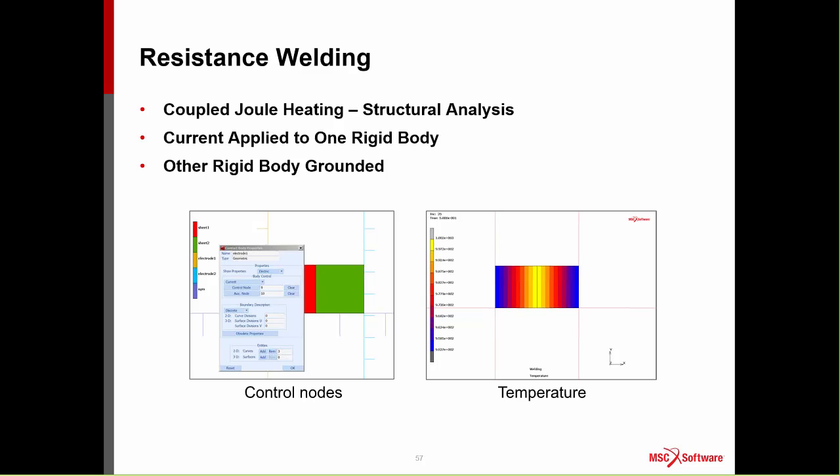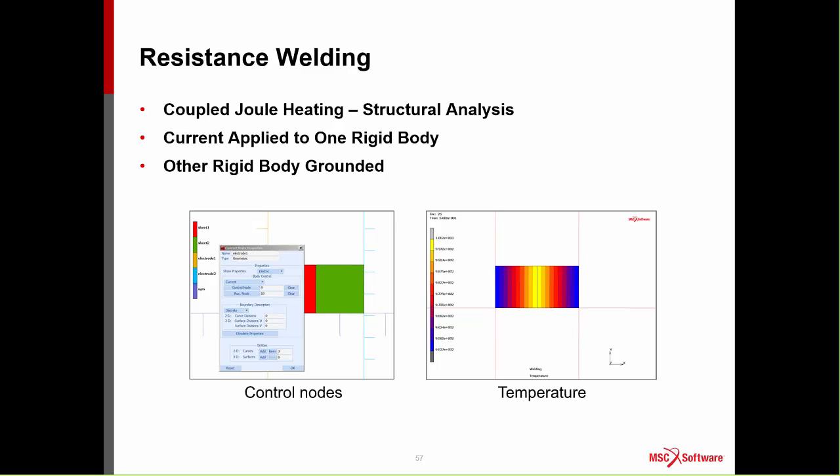The last thing I want to talk about, or no, I have one more after this, is a capability that we added for electrically controlled rigid bodies. And the application was really having to do with resistance welding. We had, of course, control nodes on rigid bodies. They were originally introduced for load-controlled rigid bodies. Now we can also have a load-controlled electrical rigid body.